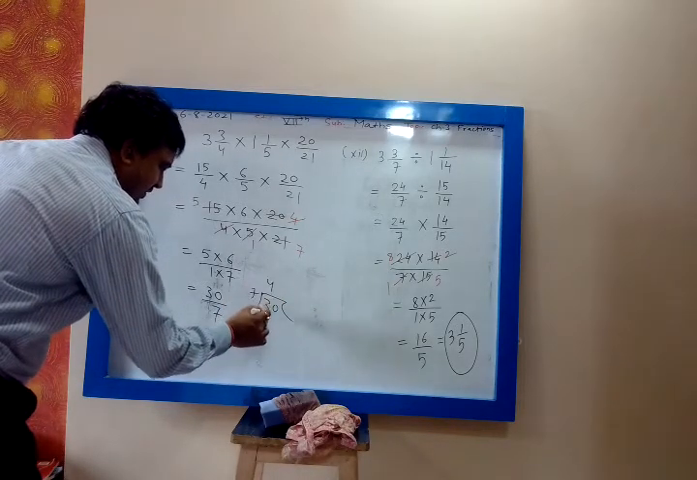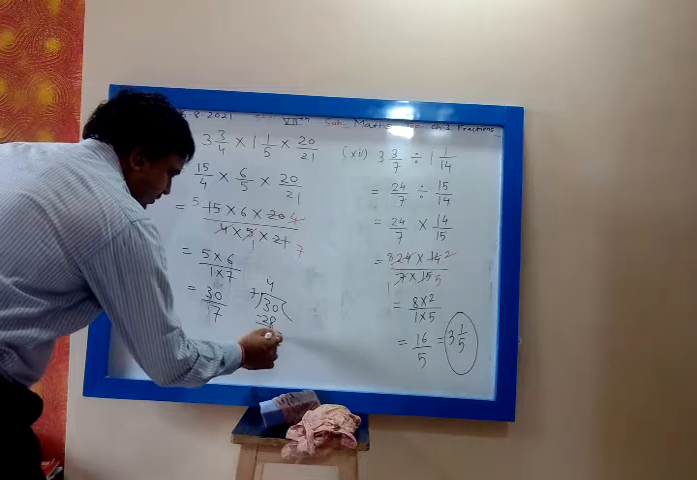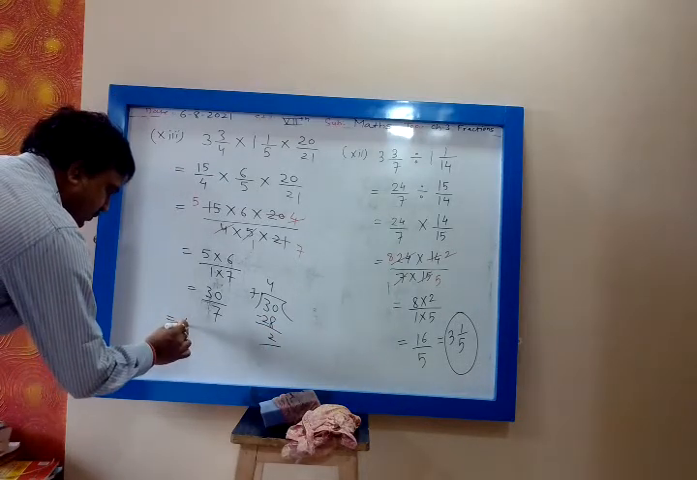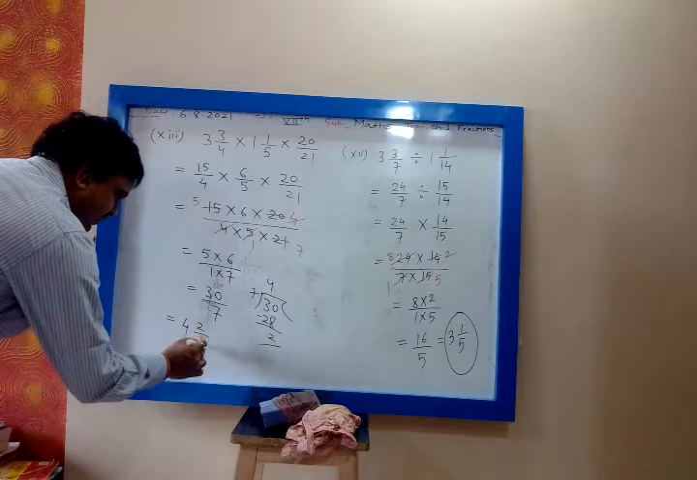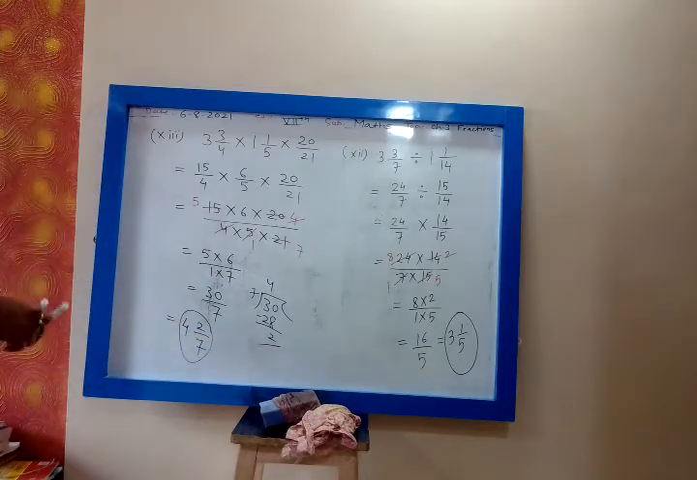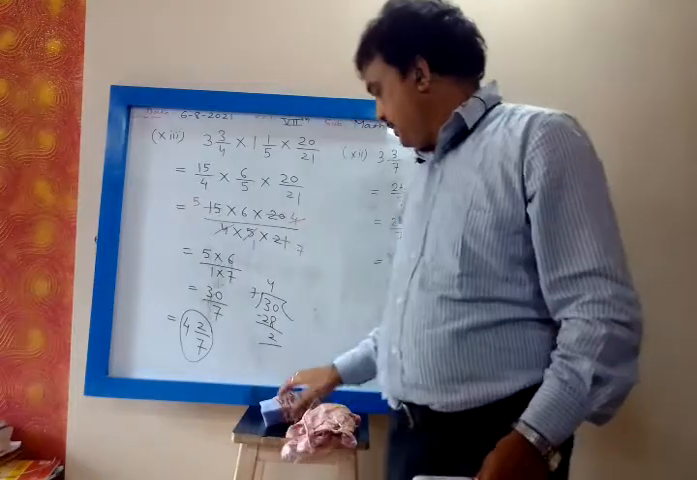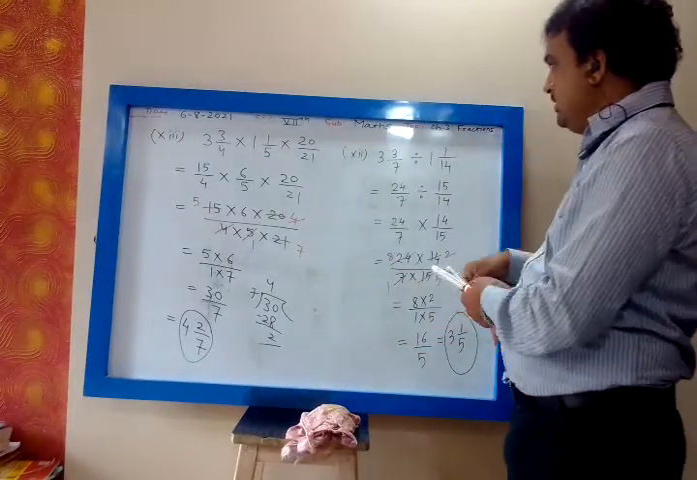7 4s are 28. Then 2. So this is 4 is to 2 by 7. 4 is to 2 by 7 is the answer.